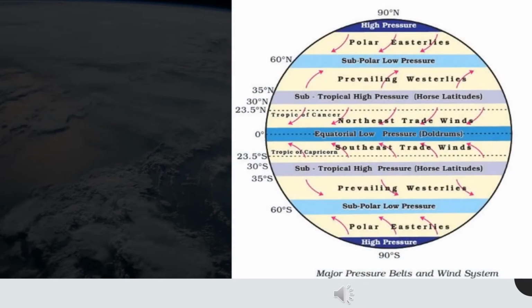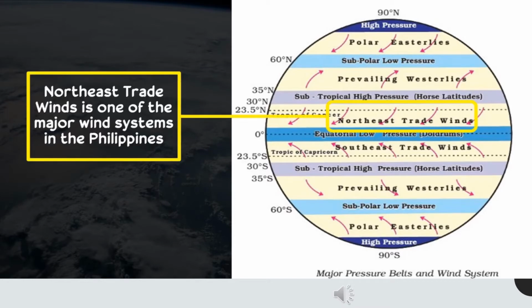Our next picture illustrates the wind system of the Earth. Nasaan ang Pilipinas dito? We are somewhere over here. We experience the northeast trade winds. Thus, it is one of our major wind systems here in the Philippines.